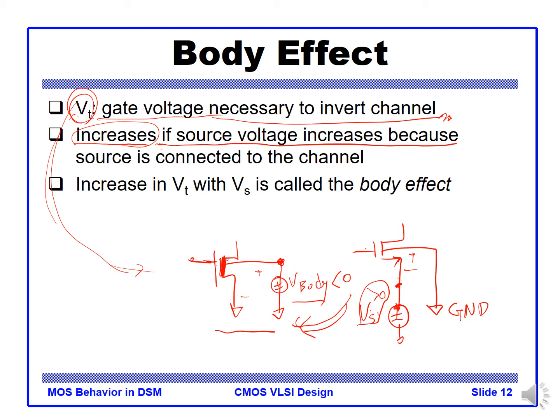You have to invert the channel. The voltage required to invert it would be larger because of the negative body voltage. The same concept can be applied: if the source voltage is higher compared to the body voltage, then this also requires more voltage to invert the channel, right? So the VTH changes with the body potential. So those are the relative voltage between source and body.